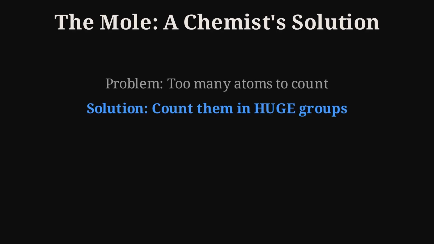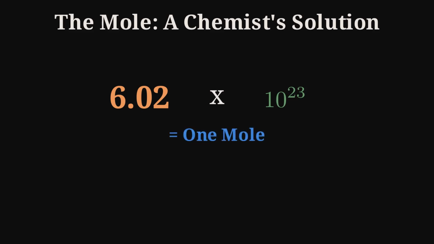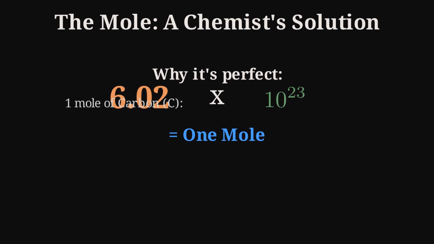The mole. So chemists invented a clever solution. They said, what if we don't count individual atoms? What if we count them in huge groups? 1 mole is exactly 6.02 times 10 to the 23 particles. That's 600 sextillion. I know that sounds insane, but here's why it's perfect.